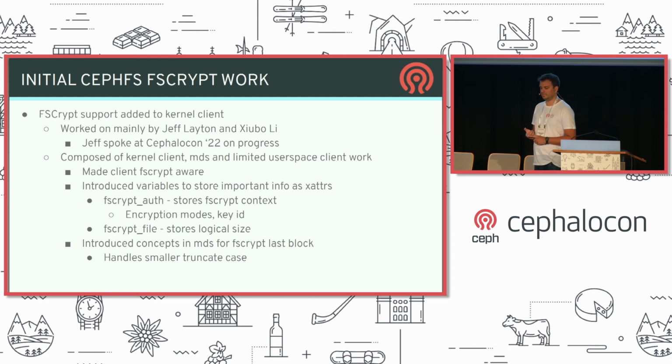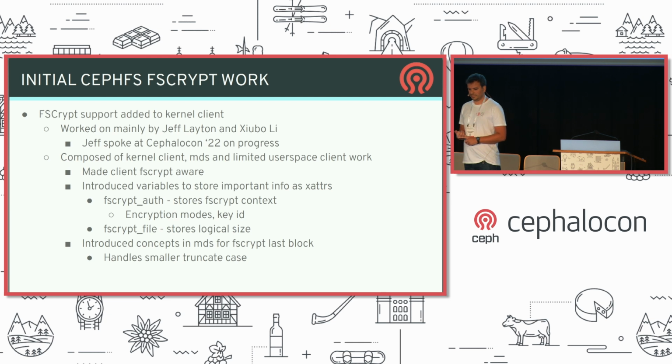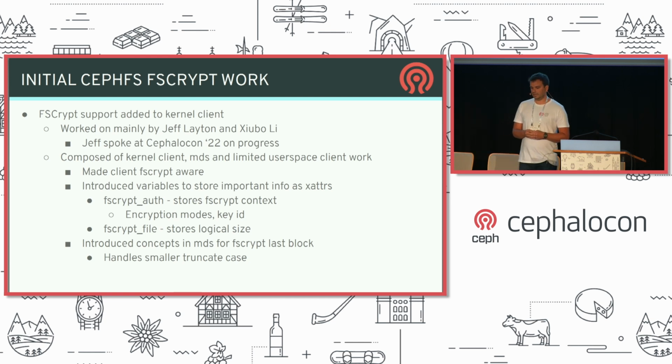The CephFS kernel client became fscrypt aware, so it could do various workloads of read and write, and figure out there's a notion of different sizes: what the user sees, the logical size, and what's actually written to the OSDs. In order to do that, there were some various variables that were added as extended attributes.